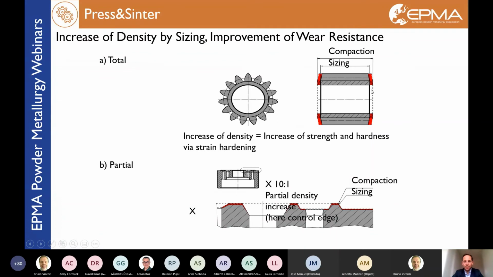And in this case, I use the sizing to densify the part, to make it smaller than the compacted and sintered pad in order to get more density and more performance.